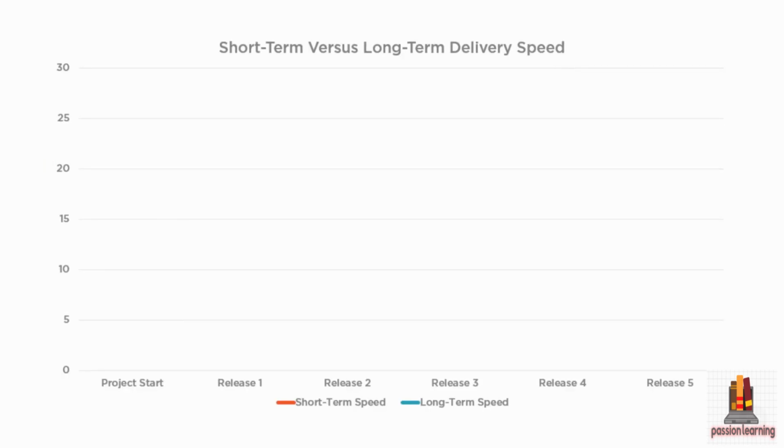So there can be some trade-offs when considering automated testing. For example, the short-term versus the long-term delivery speed. So here we have a chart, and along the bottom here we've got different releases of our software application. Let's consider two approaches here.